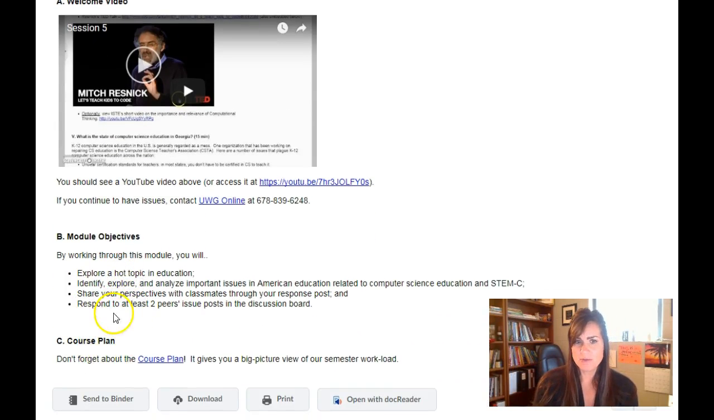So for our module objectives, we're going to be looking specifically, as I mentioned, at a hot topic in education. You're going to select one and actually develop a presentation tool or an essay pertaining to that educational topic. But we're going to look at essentially the major issues surrounding STEM education, specifically computer coding and technology in education, and why or why not it needs to be included in curriculum or into high school classes and even elementary courses. So it's a neat current issues topic.